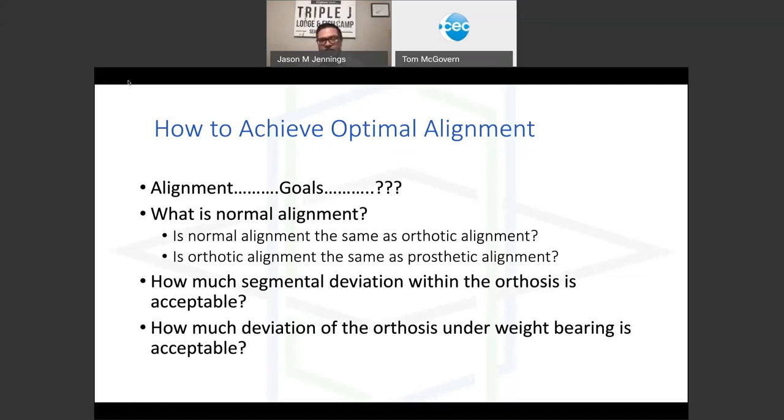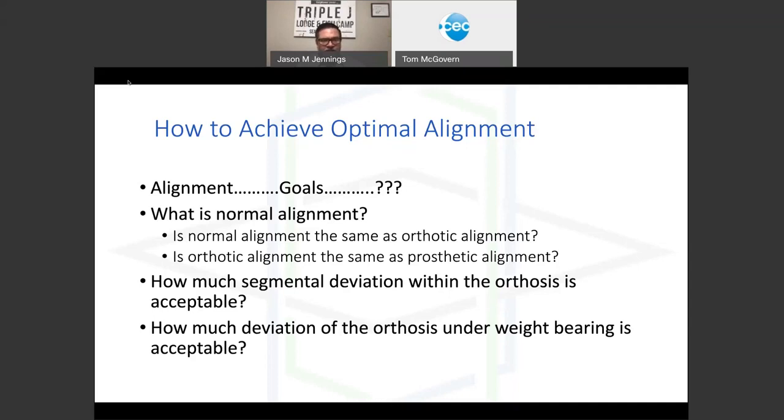And in some respects, they're the same, and in some respects, I think they're different. And in some respects, I think that orthotic alignment is different than what I would consider normal alignment. Because you have to realize we're fighting gravity all the way, and we can actually use the ground reaction forces to counteract the abnormal movement patterns that we see in our patients if we know how to align them in an orthotic alignment that might be slightly different than normal alignment.